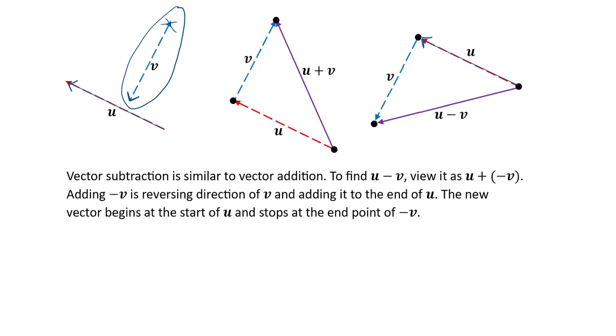So we'll pick up that vector and start at the end of vector u and travel in the same angle and the same length as vector v in its negative direction. My resultant vector begins at the beginning of u and ends where we left off with subtracting v. So the purple vector is the combination of u and negative v.